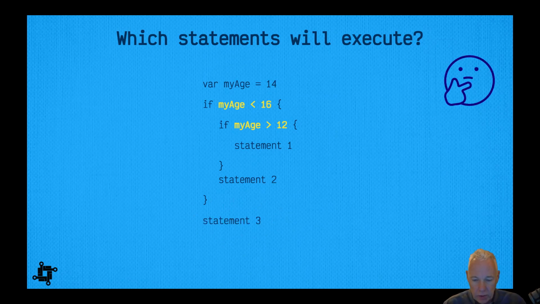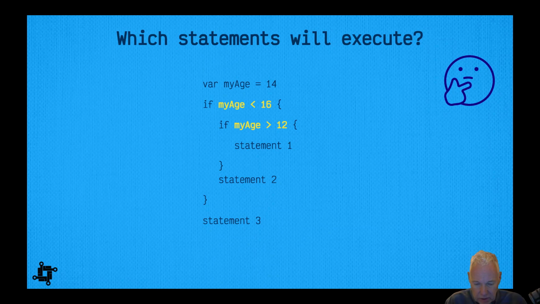So let's try another one. So now all we've changed is that the variable my age is now set to 14. So how might we think about which statements might run in this case? So if we think through it, we have my age is 14. It's less than 16. So now I am going to do what's within these brackets. And if I come to this statement here and it's saying, is my age greater than 12? Well, yes, it is. My age is greater than 12. So actually, we're now going to do the things within these curly brackets right here. So that means that statement 1 would get executed.